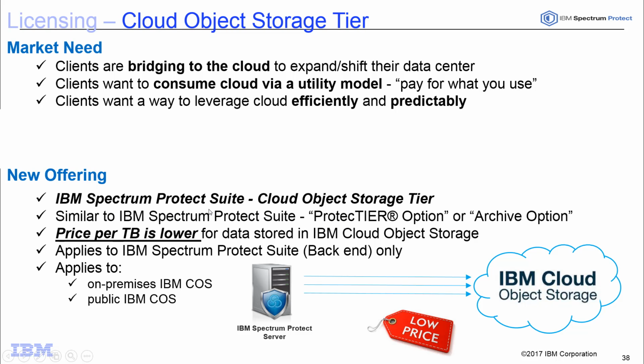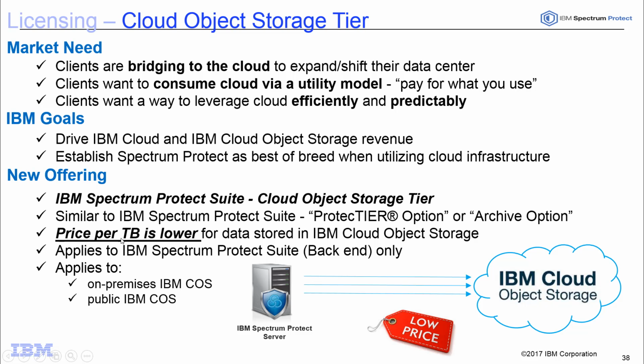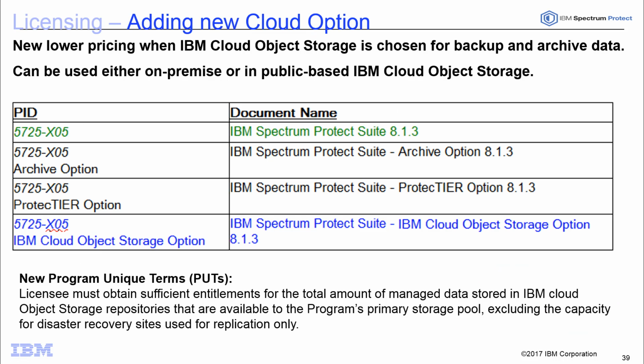This is similar to our IBM Spectrum Protect Suite where we had a Protect tier option or an archive option. It is priced per terabyte, and that price is lower for data stored in the IBM Cloud Object Storage pools. This applies to your IBM Spectrum Protect Suite back-end only if you're using either your on-premise IBM Cloud Object Storage or your public IBM Cloud Object Storage. The part number for that is going to be 5725-X05.